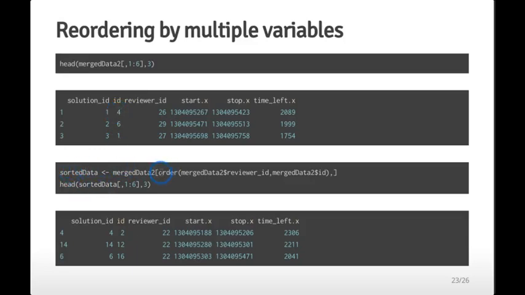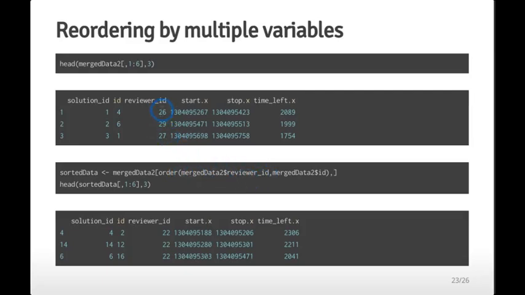So what we can do is then use this order function, but instead of passing order just the reviewer ID, we first pass it the reviewer ID, and then we pass it the ID variable. So what this does is it says, okay, give me back a set of indices that puts the reviewer IDs in order, because that's the first variable I passed to order.